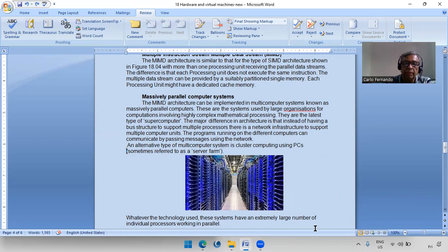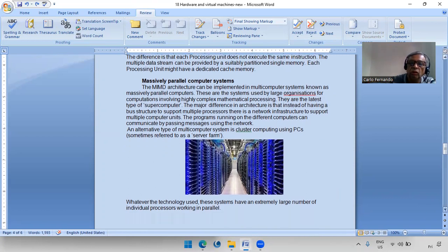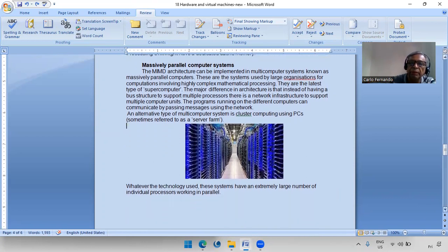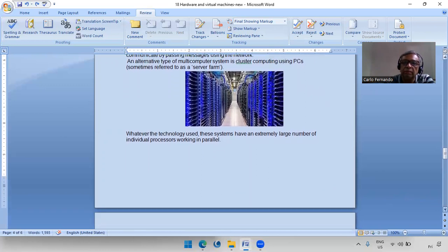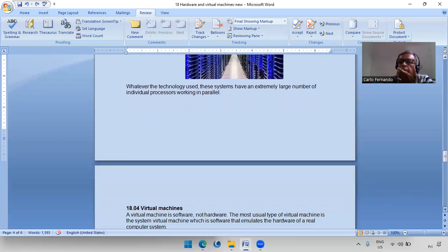So can you see the picture? All these work together as one processor. Not one, but multiple, but working as one because they are working in parallel. Whatever the technology used, these systems have an extremely large number of individual processors working in parallel. That is what I say. A large number of processors, but working in parallel, like one, like a team.